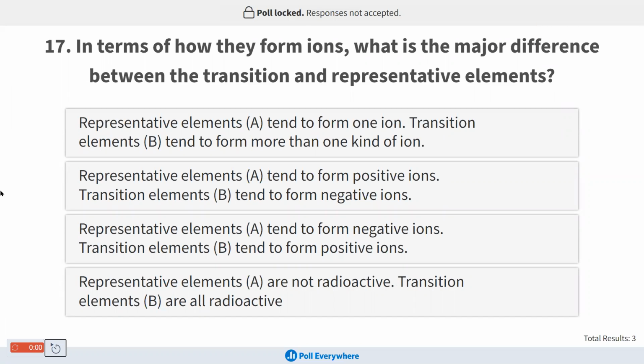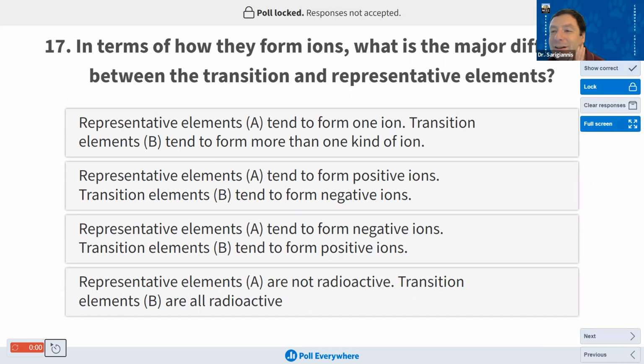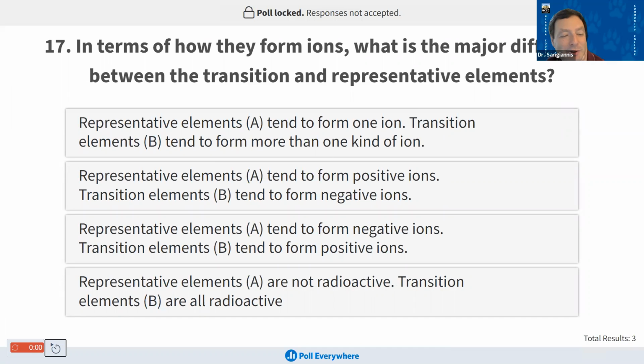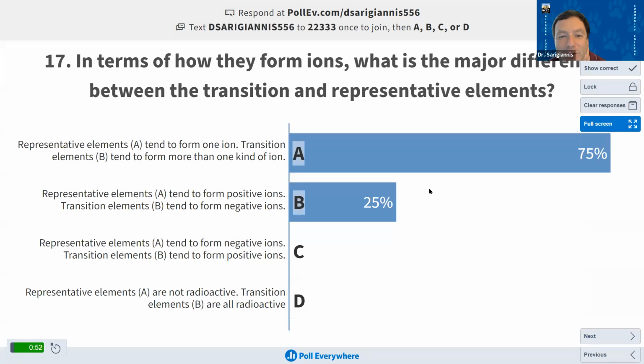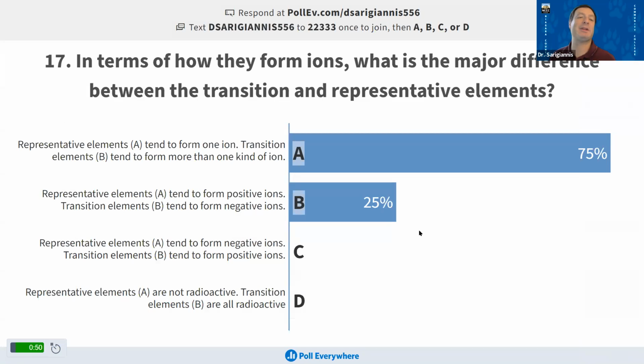All right. The poll is locked. Yeah, I know the time ran out. Maybe 1 minute wasn't enough. Well, we're almost out of time here. So, okay, let's just show the responses. Representative elements A tend to form one ion. Transition elements tend to form more than one kind of ion. Yes, this is correct.